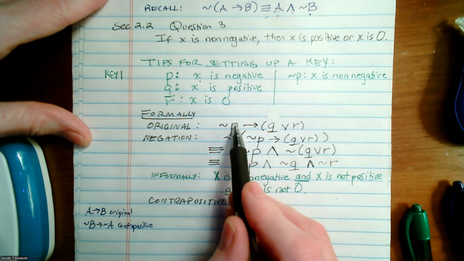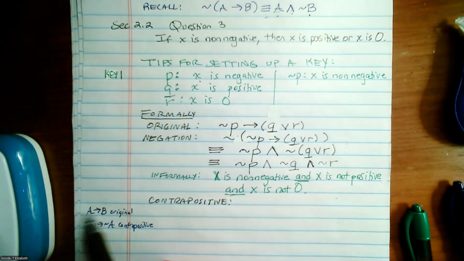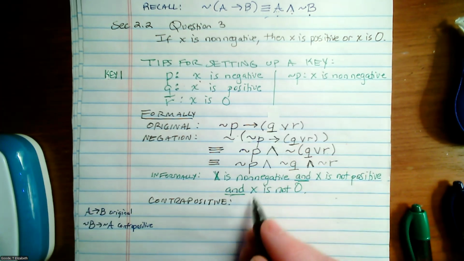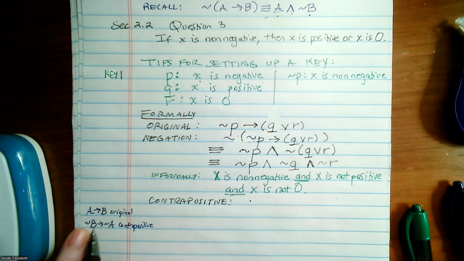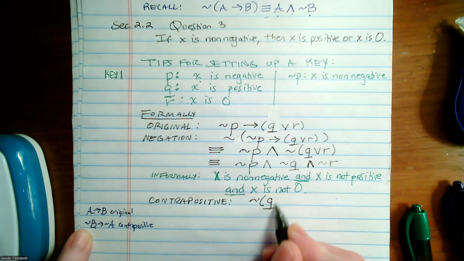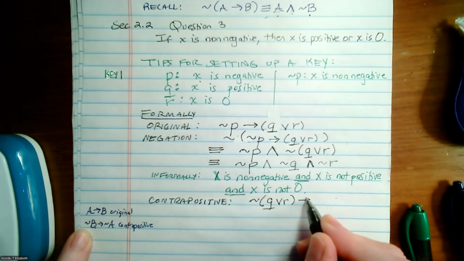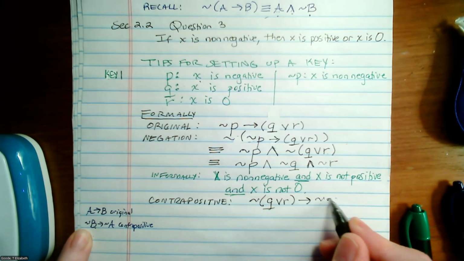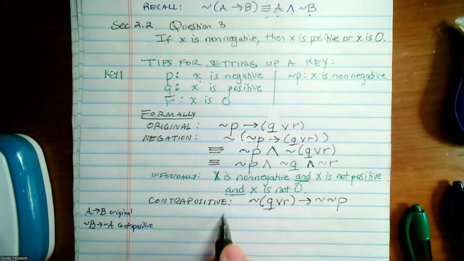So great. Our original, our curly A is not P. Our curly B is Q or R. So what would the contrapositive be in formal notation? It would be P, no, careful. You told me the right thing for the contrapositive. It would be not (Q or R) arrow not P. Exactly.